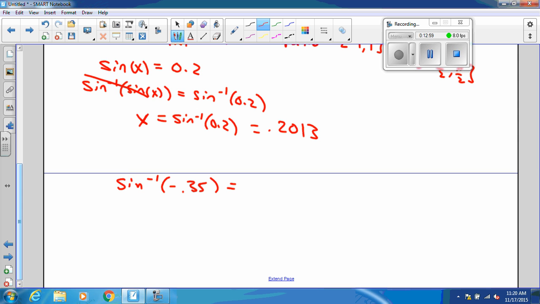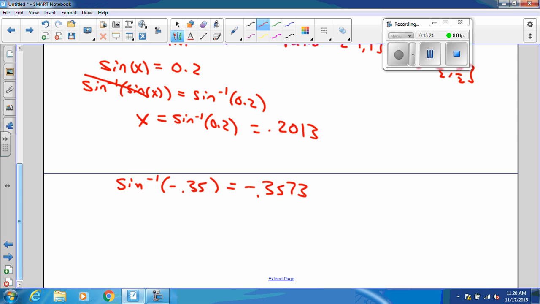What did you get? Is that an angle in the fourth quadrant? Yes, it is. A negative angle would send you below 0. So this gives us an angle in the fourth quadrant from negative pi over 2 to 0. Okay.